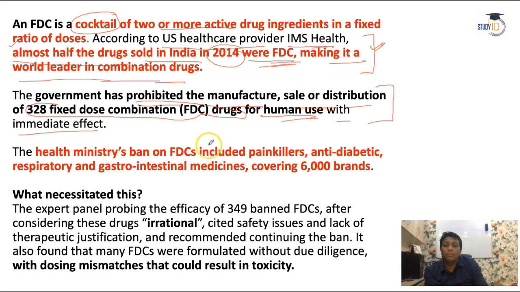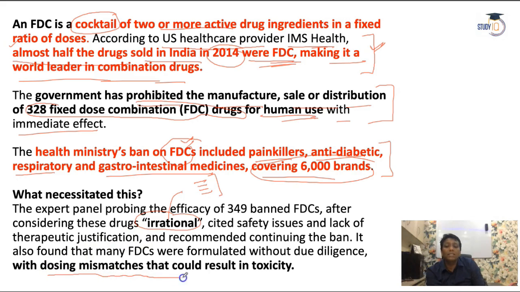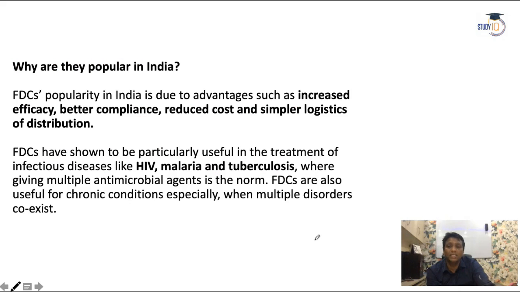Even the health ministry banned the FDCs used as painkillers, anti-diabetic, respiratory and gastrointestinal medicines, covering around 6,000 brands. Those are restricted now. The problem is that it is irrational. What proper proportion you should apply is not mentioned anywhere. And due to dosing mismatches, it is also toxic and can even cause the death of a human being. This is also a problem with fixed dose combinations.